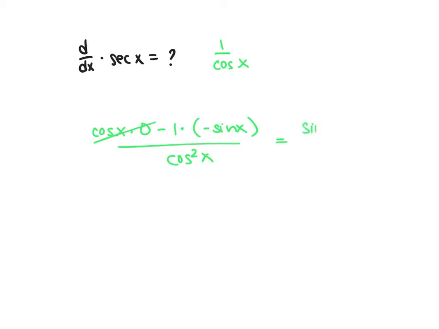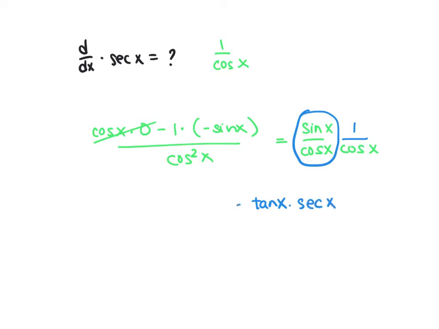So what we have is sine of x over cosine of x times cosine of x. And the reason I'm separating that is because I don't want to have to deal with those squares right now, because I'm going to rewrite this. Sine over cosine is tangent of x. And then I'm going to rewrite this as secant of x. So the derivative of secant is secant times tangent, or tangent x secant x.